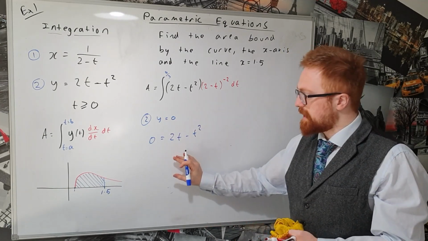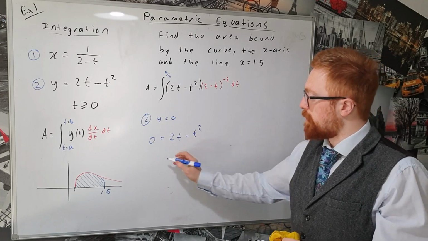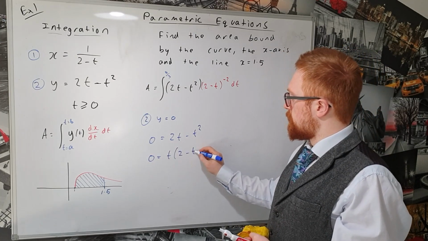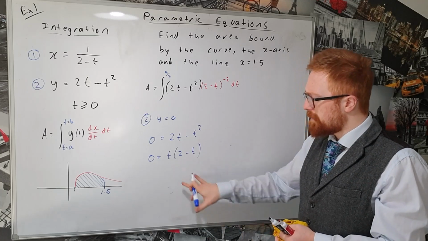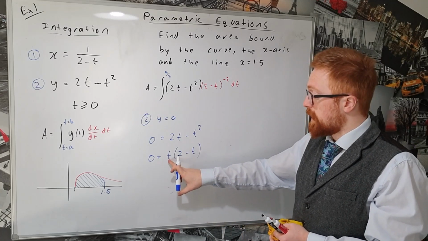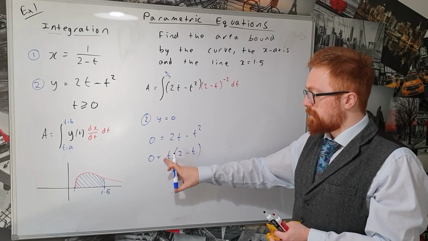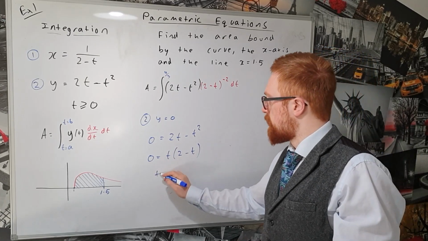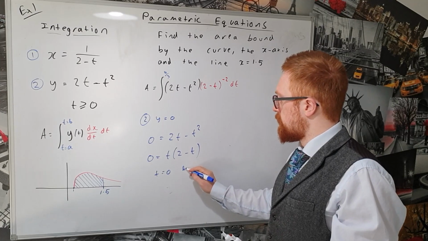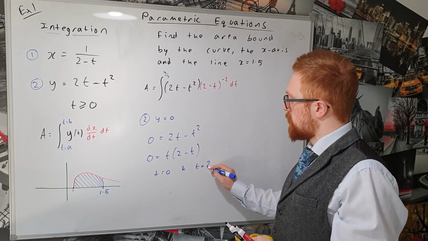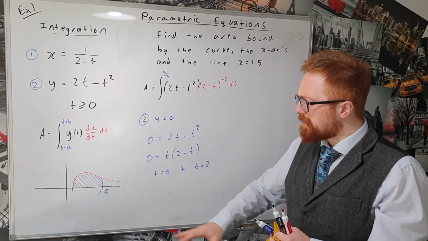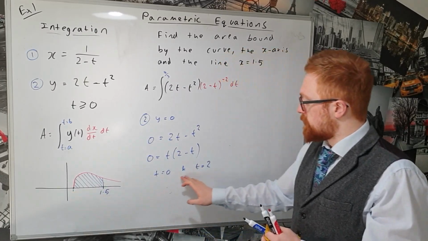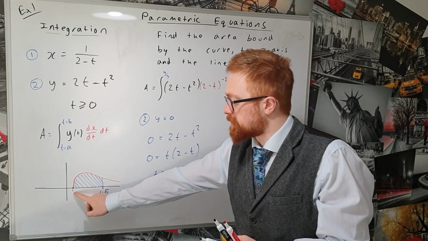Now this is a quadratic. It factorises, so that's how we're going to solve this. So we get t(2 minus t). Now we're going to get two solutions from this. We're going to get t equals 0 from this first t at the front, and we're going to get t equals 2 over here. So t equals 0 and t equals 2. Now obviously we're only after one limit, so we need to work out which of these values of t corresponds to this point.